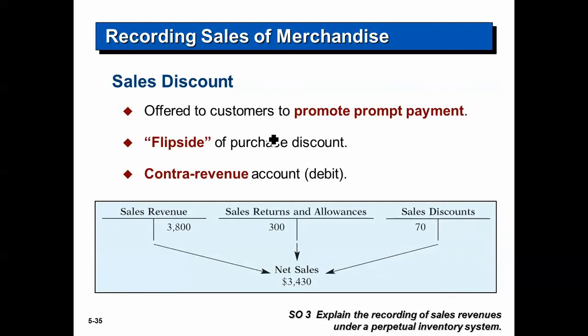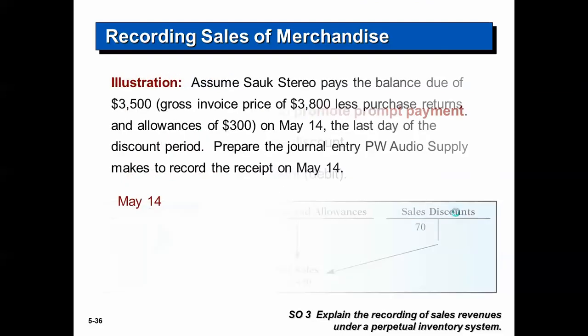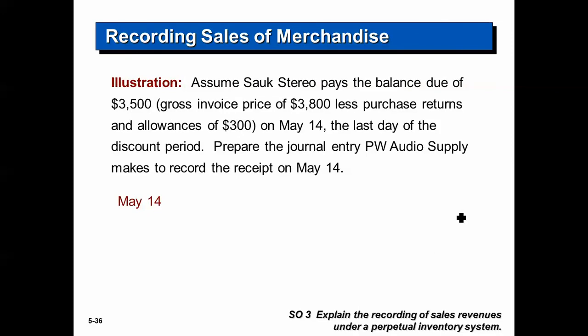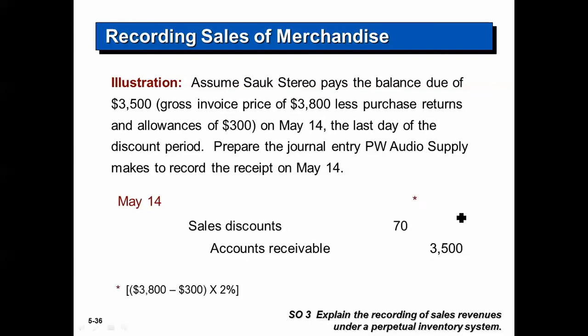Now, what if they take a sales discount? Well, we promote quick payment. What we do is we set up a separate account called sales discounts. And as soon as Silk Stereo pays the balance due of 3,500, which is the 3,800 minus the 300, on the last day of the discount period, accounts receivable is canceled because we received the money. They took a sales discount of 70, and we got cash of 3,430. So that's how we record the receiving of cash within a discount period.